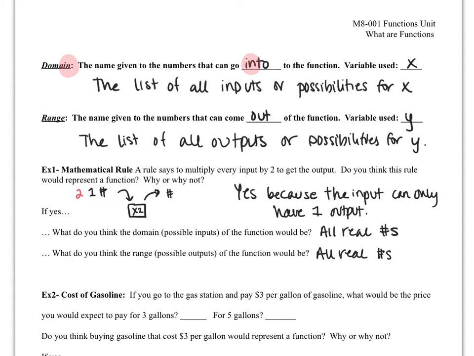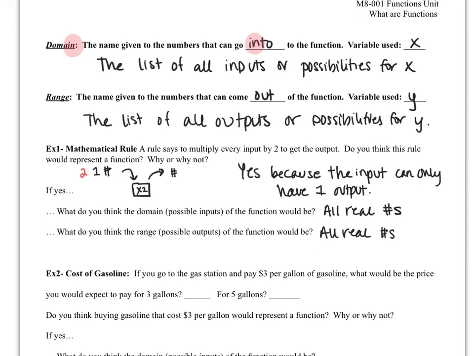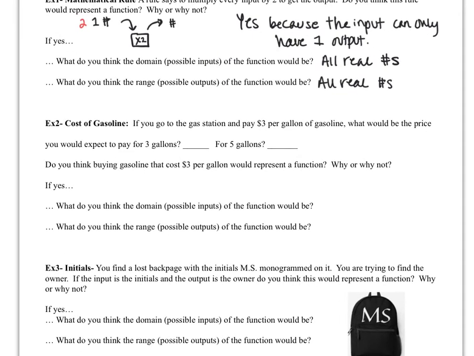But if I were to put in like 0.5 times 2, that would actually get me 1. So in this case, there's really no restrictions. What if we were to go to the gas station and pay $3 per gallon of gasoline? What would be the price that we would expect to pay for 3 gallons? For 3 gallons at $3 per gallon, I would expect to pay $9. For 5 gallons at $3 per gallon, I would expect to pay $15.